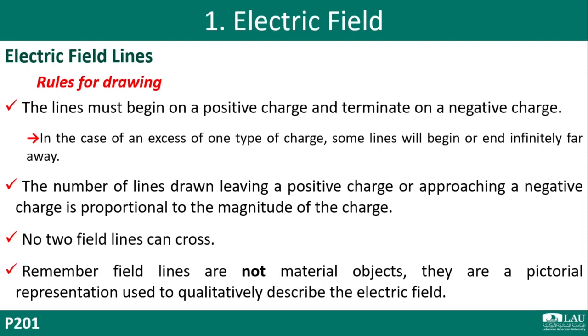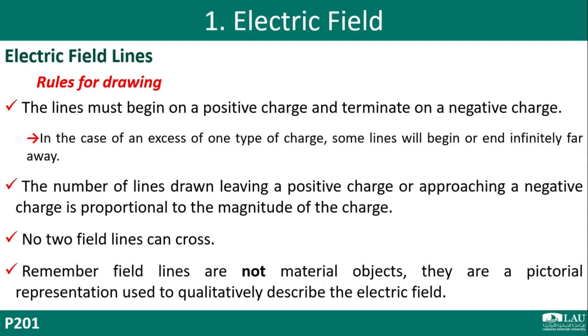In case of an excess of one type, let's say one has a bigger size, or the magnitude of the positive charge is greater than the magnitude of the negative charge, a number of lines won't have an ending point, okay? So the number of lines is proportional to the magnitude, or to the size, of the charge. The larger the charge, the greater the number of the field lines.